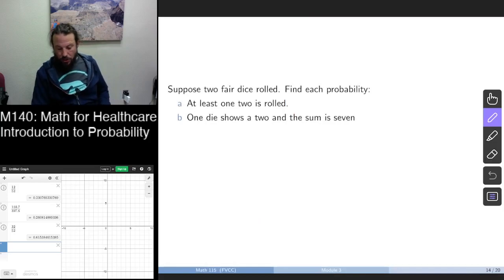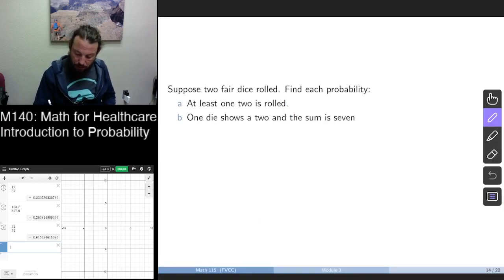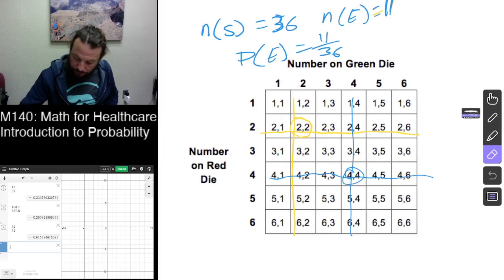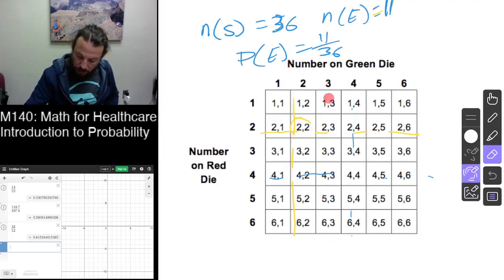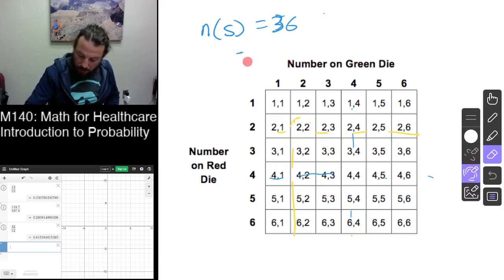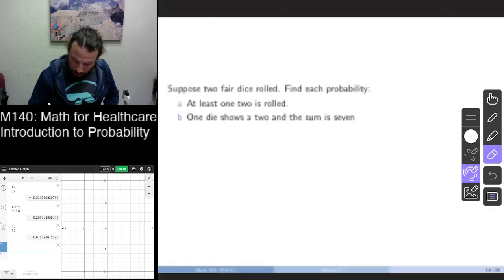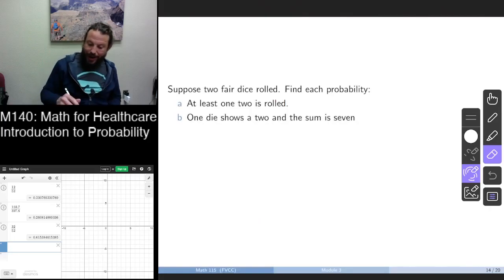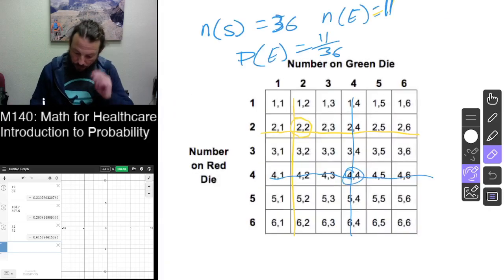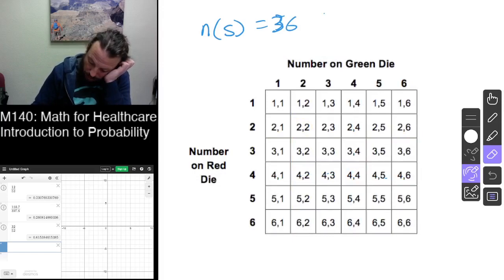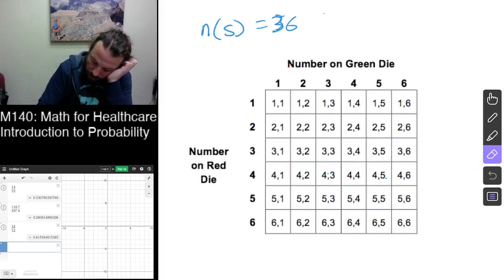One die shows a 2 and the sum is even. Let's go back to our sample space. We still have the same size sample space. And we want to look at, let's see here, one die shows a 2 and the sum is even. Alright, so let's rewrite those. We'll say E is the event.